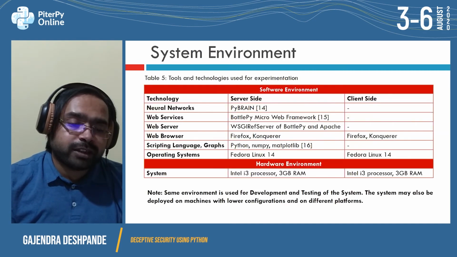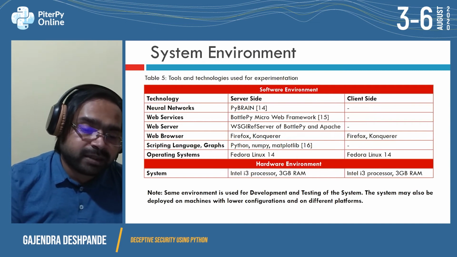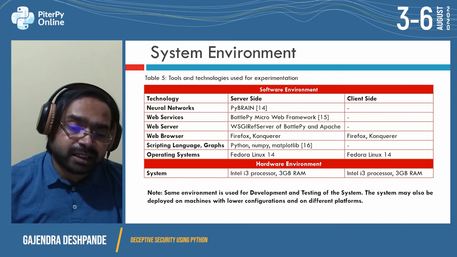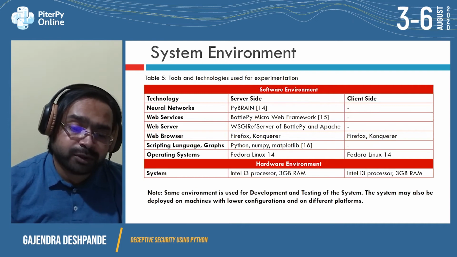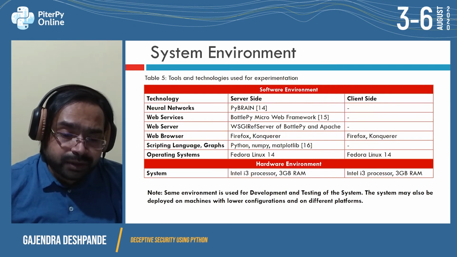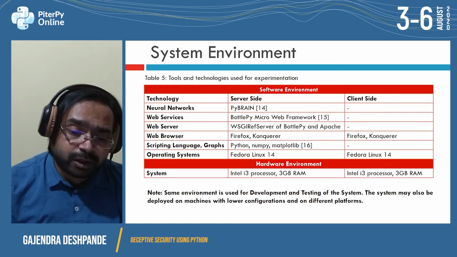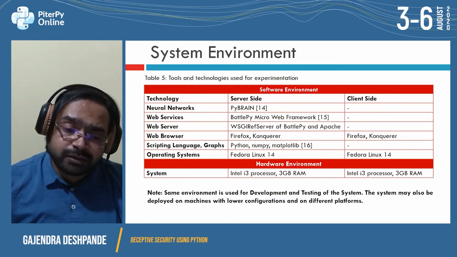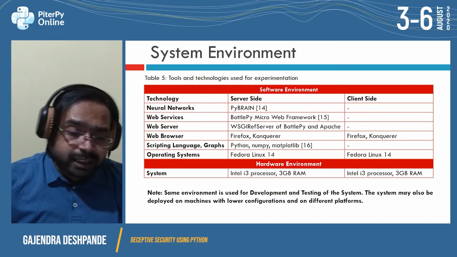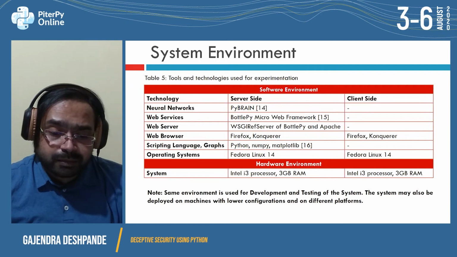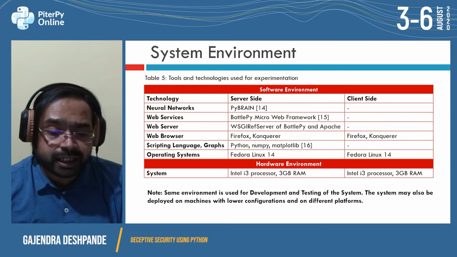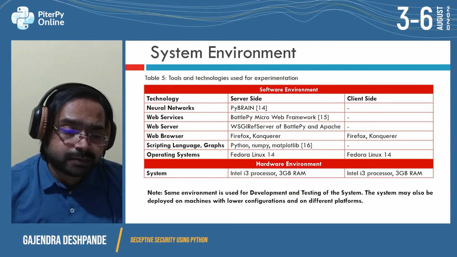To develop this software, we have used PyBrain, that is Python-based reinforcement learning, artificial intelligence, and neural network software. It's a Python-based package. Then for web services, we have used the Bottle microweb framework, and for the web server, we have used the WSGI reference server of Paste and Apache. Then for web browsers, to test, we used Firefox and Konqueror. And for plotting graphs and other things, we have used Python's NumPy and Matplotlib libraries. The same environment has been used for development and testing.